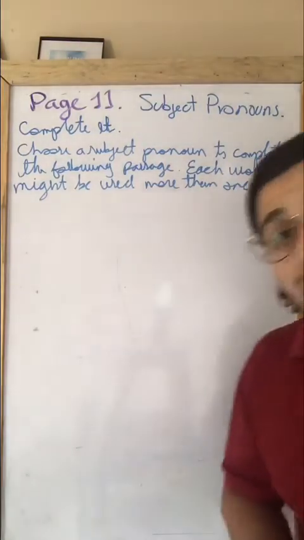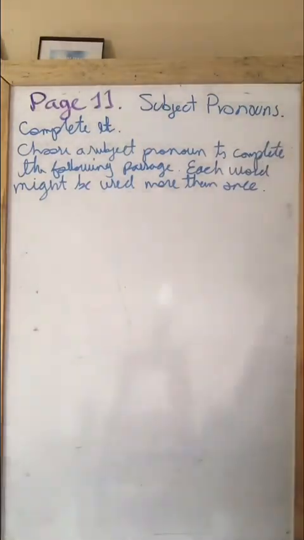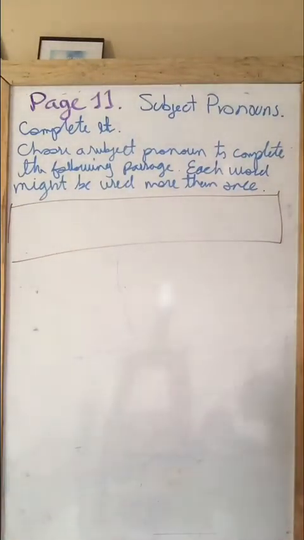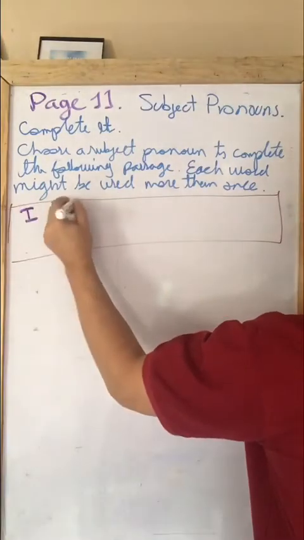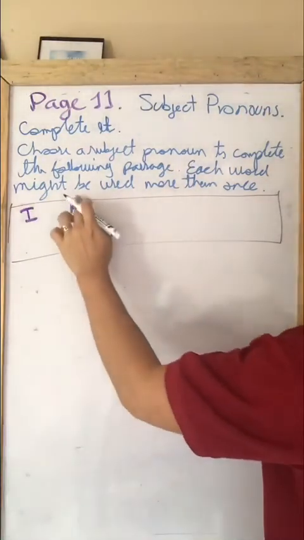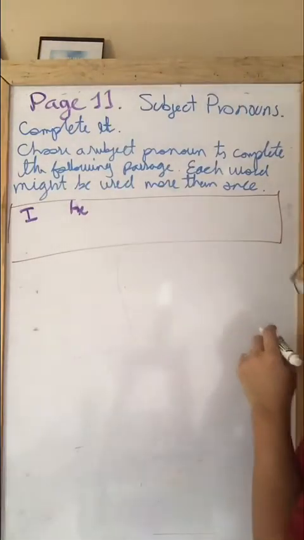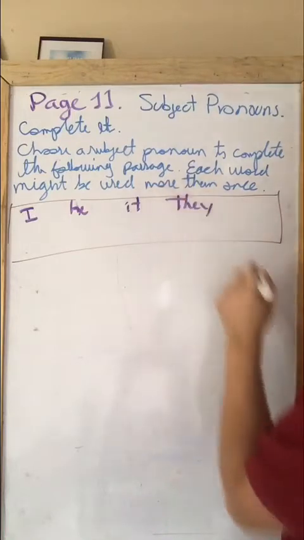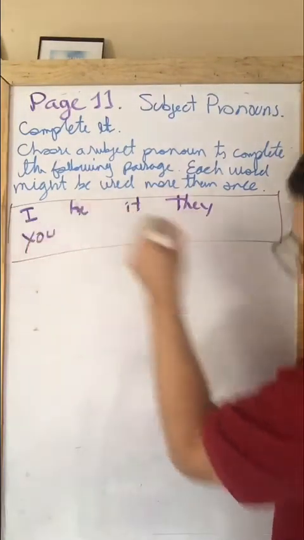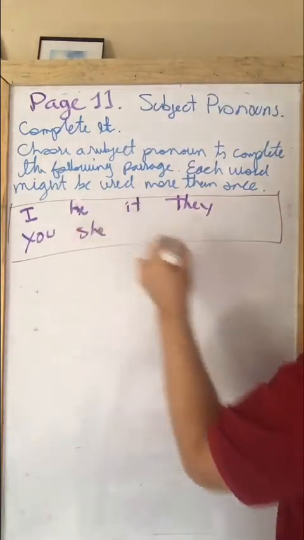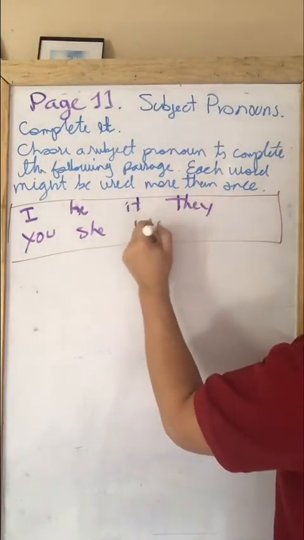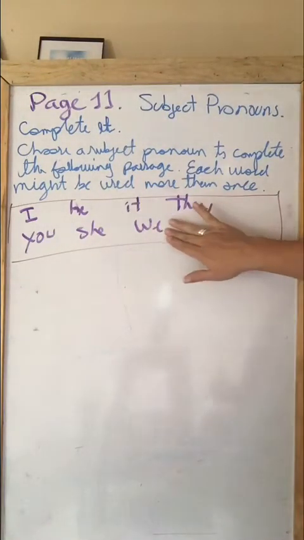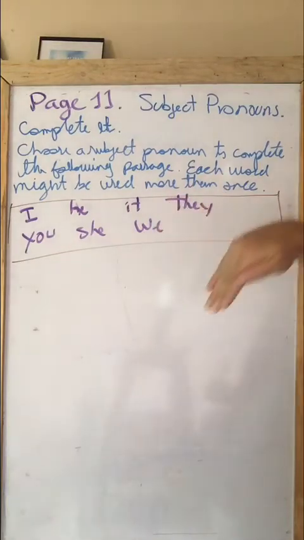Excellent. So remember that they give us specific words that we can use to complete the paragraph. The words that they gave us this time are I, he, it, they, you, she, we. These are the pronouns that we are going to use to substitute the nouns.